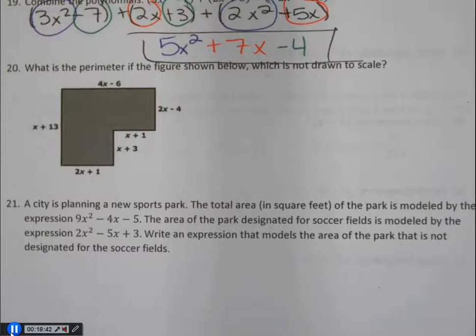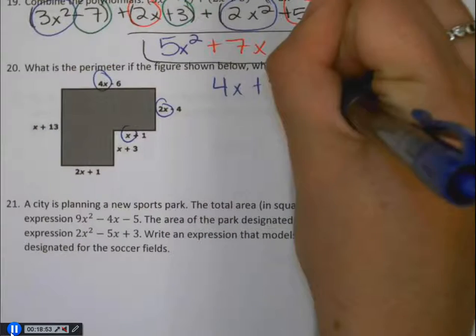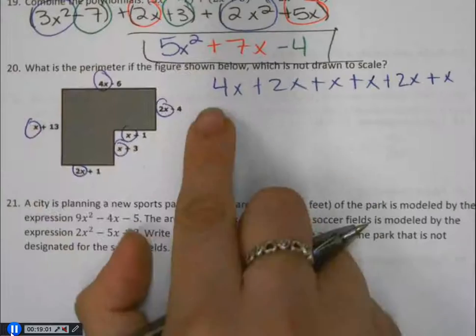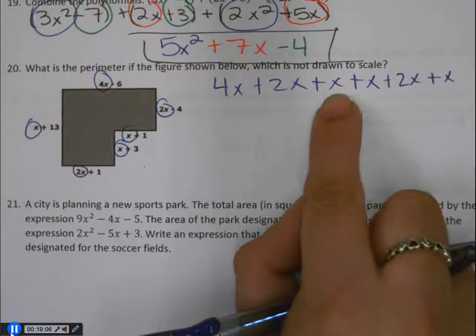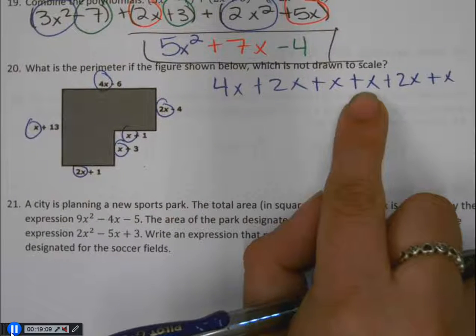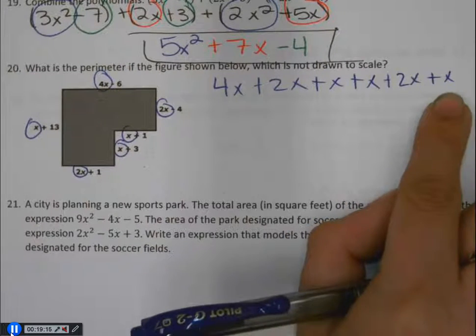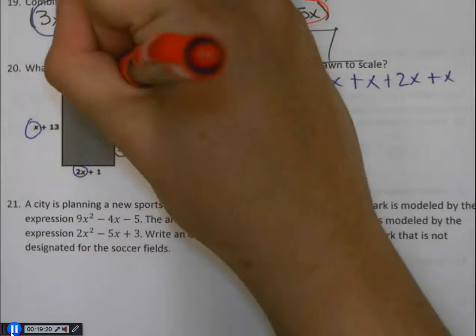Okay. Number 20 is kind of the same way. It's finding the perimeter. I have 4x, 2x, x, x, 2x, x. Okay. So then I want to combine like terms. I have 4 plus 2, which is 6 plus 1, 7 plus 1, 8 plus 2, 10 plus 1, 11 x's. Then I have negative 6.